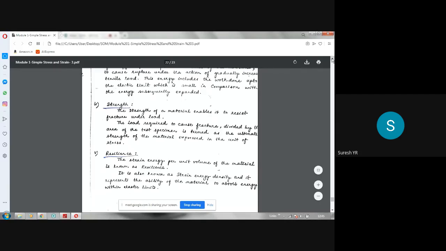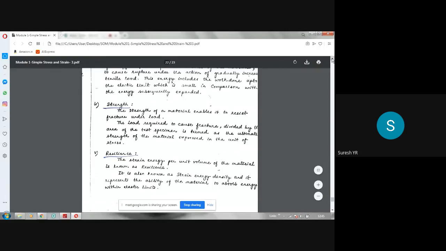Then after that, we discussed the elastic constants. There are 4 elastic constants: Young's modulus, rigidity modulus, Poisson's ratio, and bulk modulus of elasticity. Among them, mu, Poisson's ratio, does not have any unit. The other 3, Young's modulus, rigidity modulus, and bulk modulus, have the same unit, Newton per mm square.